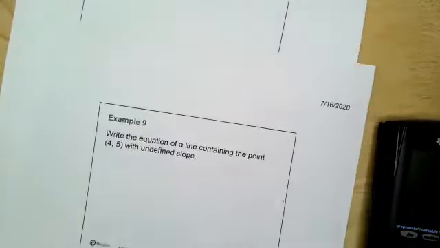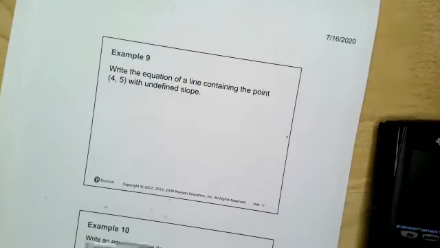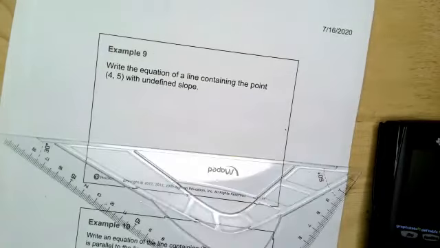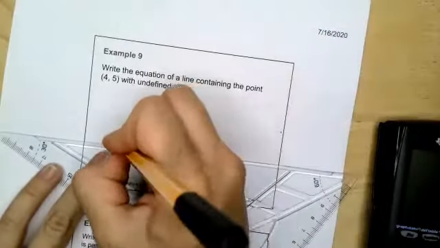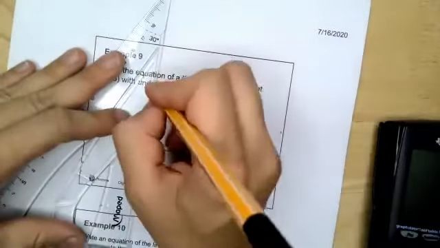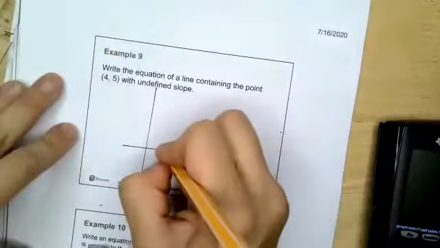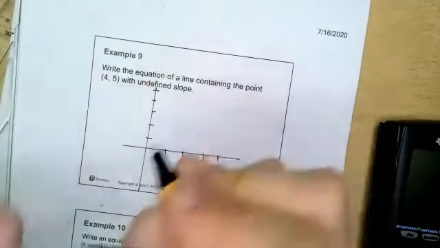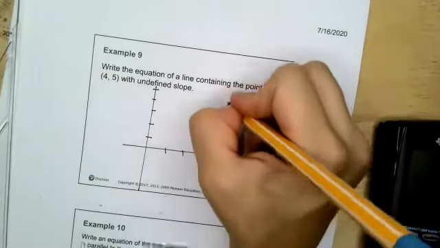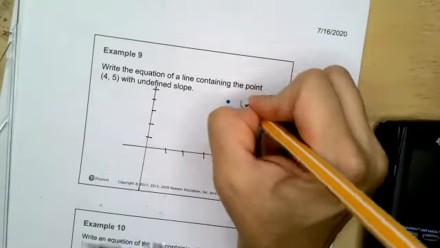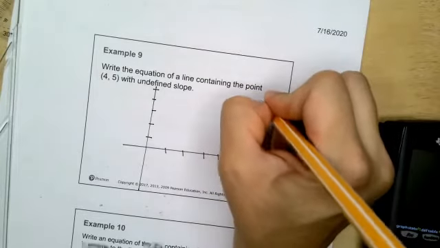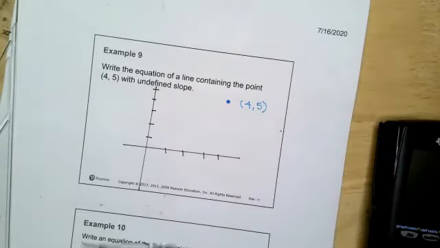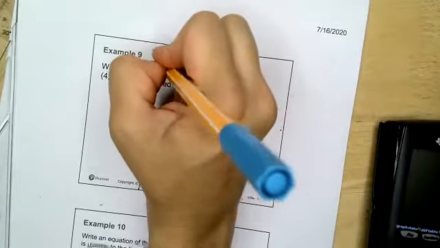I need to teach you another way to do this. Okay, write the equation of a line containing the point 4, 5 with an undefined slope. Same point. Better graph this time. Good. Same point, 4, 5. An undefined slope. Remember, on the slope face, it looks like this.